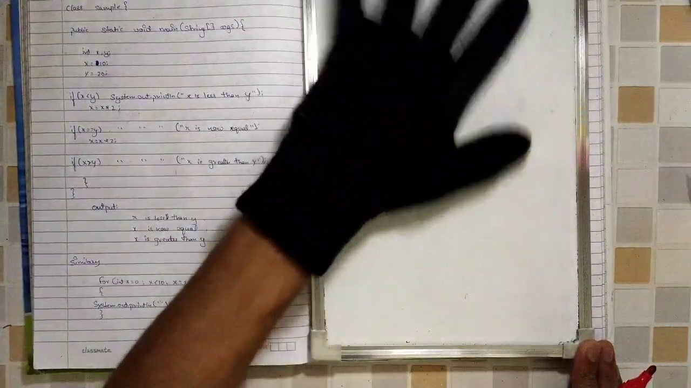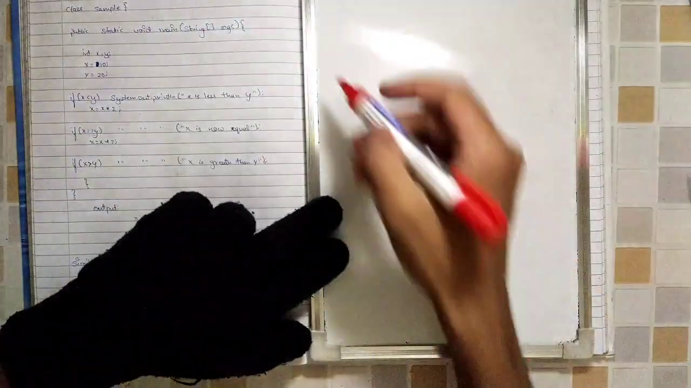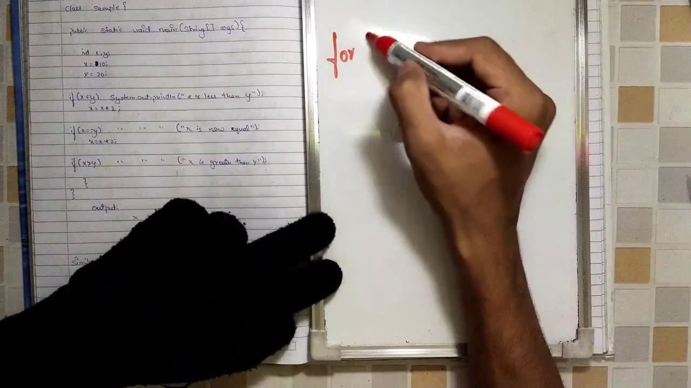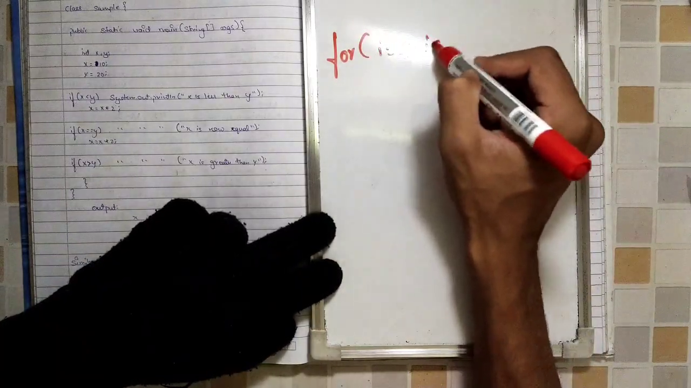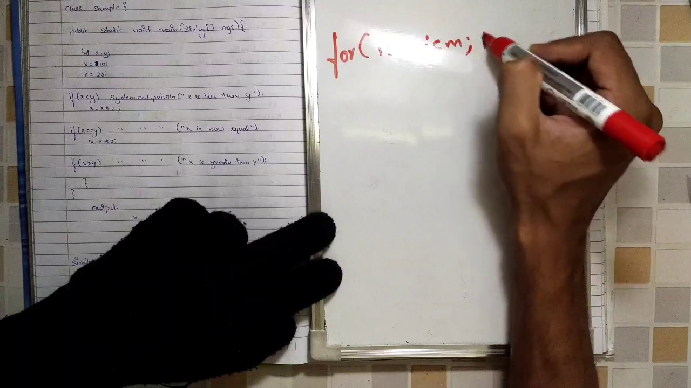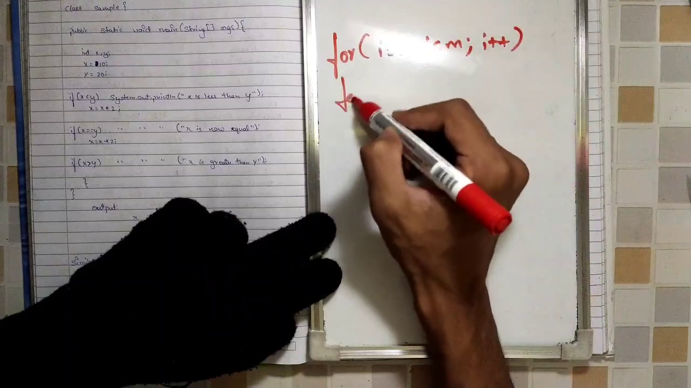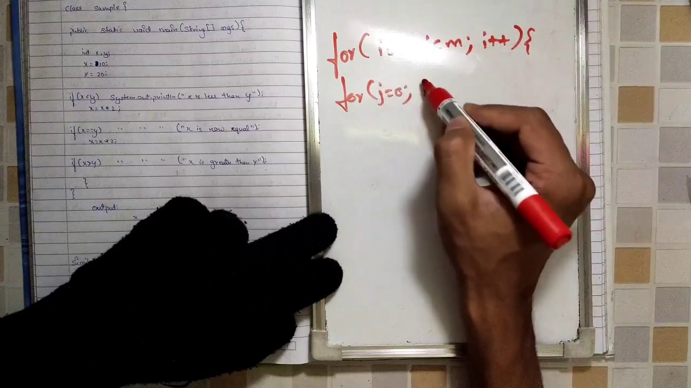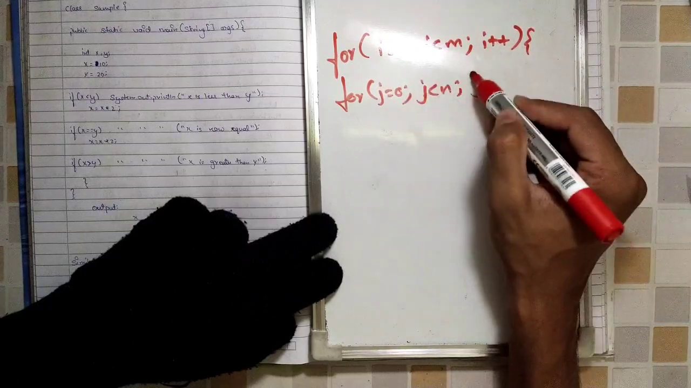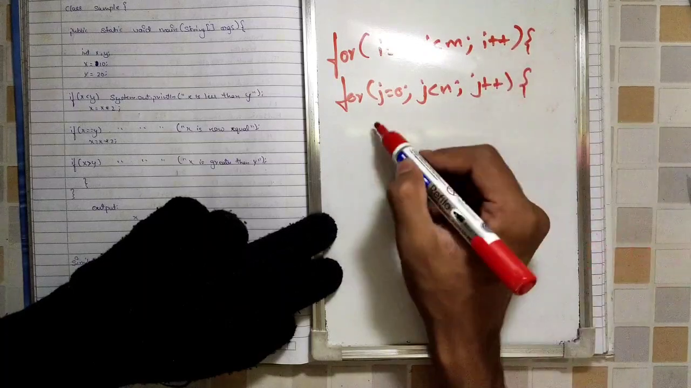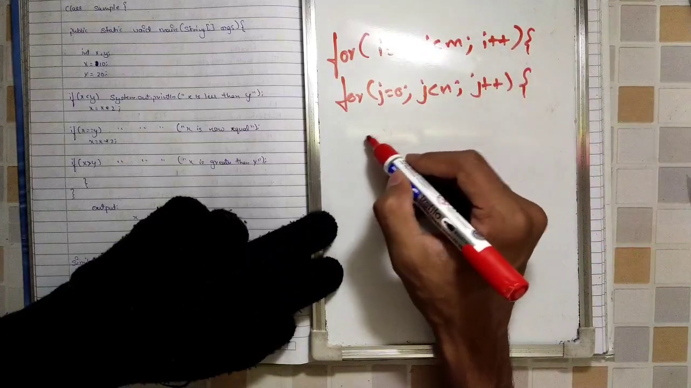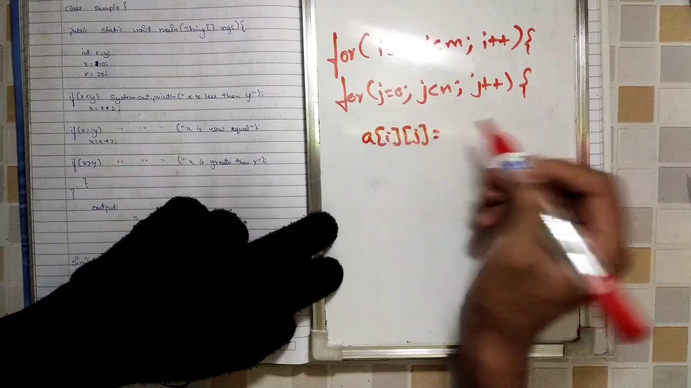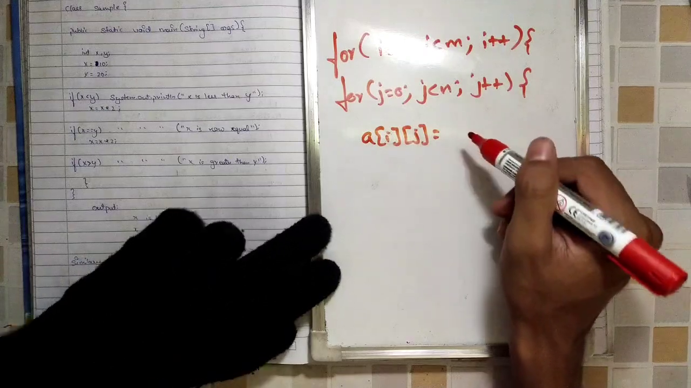A nested for loop can be used to initialize your matrix. I will just give an example, and explain it while talking about arrays. For i equals 0, i less than m, i plus plus. Then after that, for j equals 0, j less than n, j plus plus. Then here I can simply write a of i j equals, and here I can give something.